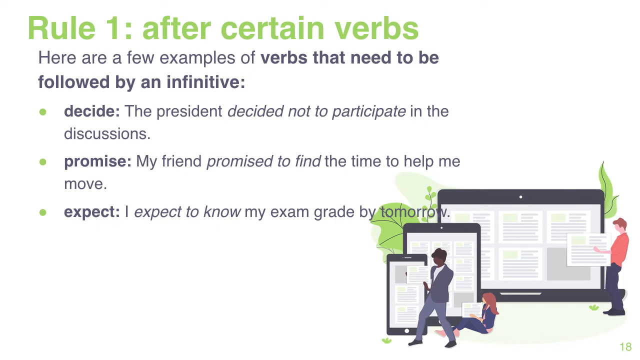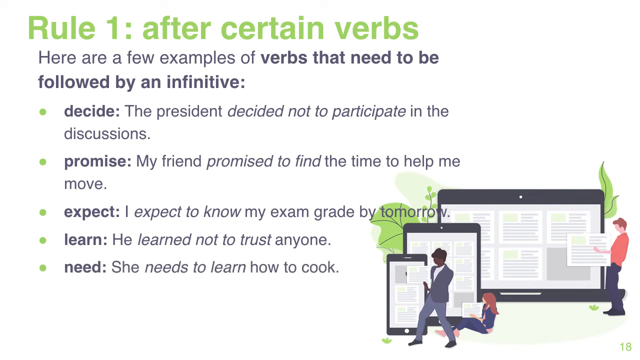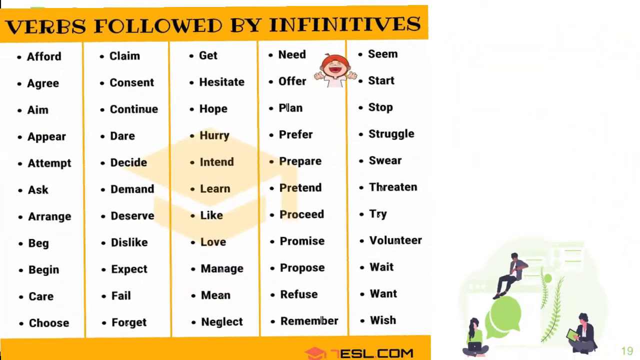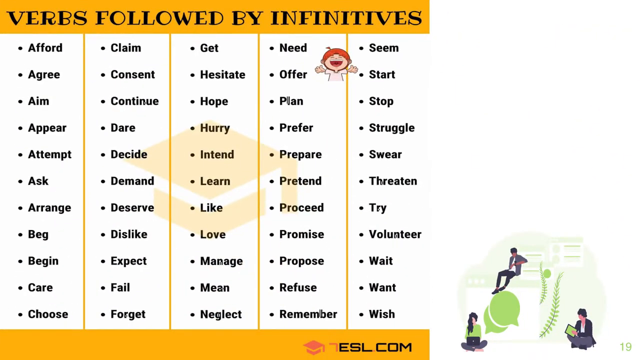Learn. He learned not to trust anyone. Need. She needs to learn how to cook. Plan. We are planning to watch a movie tonight. And want. I don't want to go to bed yet. Now have a look at the following table. These are verbs followed by infinitives.